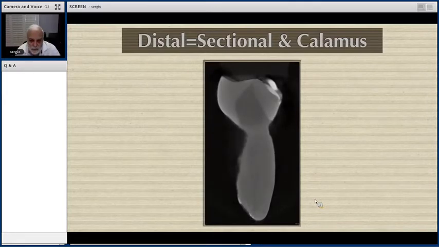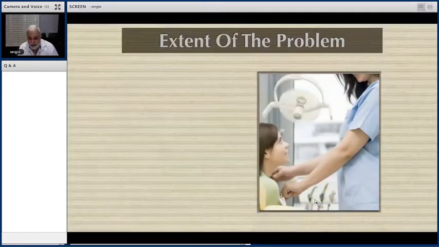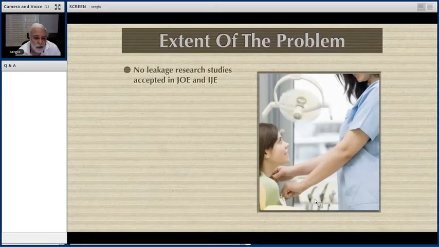So the extent of the problem is that no leakage studies are published in the Journal of Endodontics or the International Endodontic Journal and in other journals. Why? Because companies are saying, or some studies are saying, that this technique is better than the other one. And what happened with the two journals is that when a material in the past made a big noise in the United States, we even did a research study with that material. We filled the canals, and then we studied them using what is called fluid filtration.